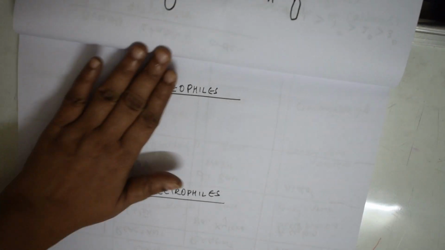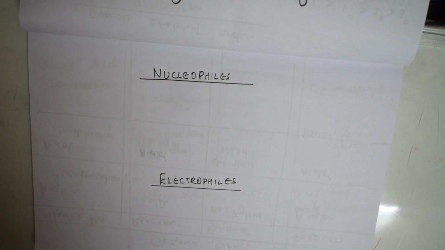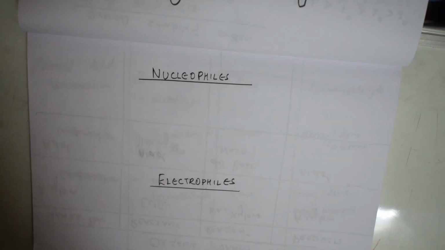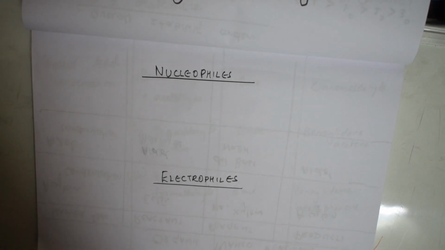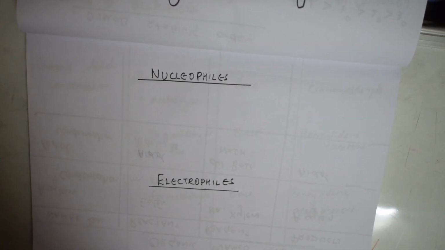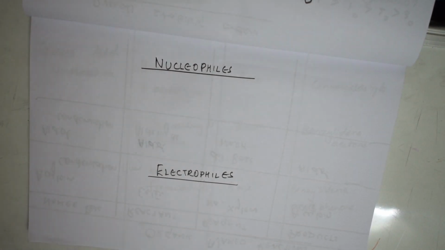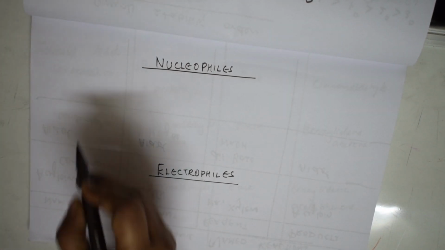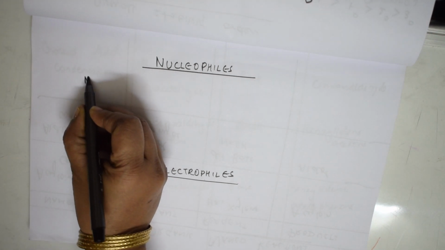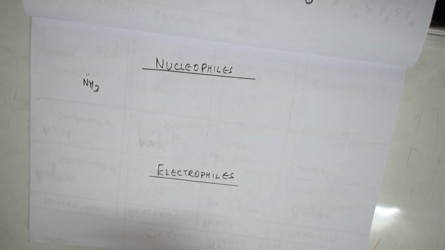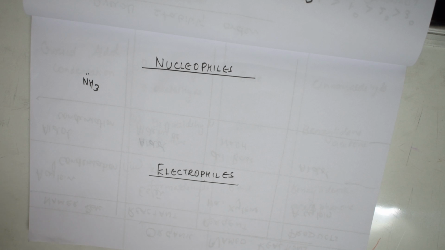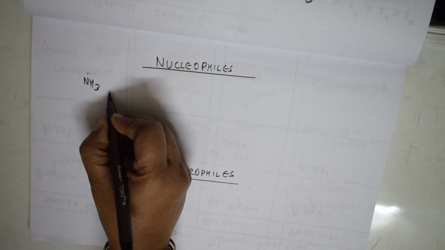Now next come nucleophiles. Nucleophiles are electron-rich species, so I can call them Lewis bases also. Electrophiles are Lewis acids; nucleophiles are Lewis bases, which donate electrons. What are the common nucleophiles we normally see? There are neutral nucleophiles, pi bonded nucleophiles, and negative nucleophiles.